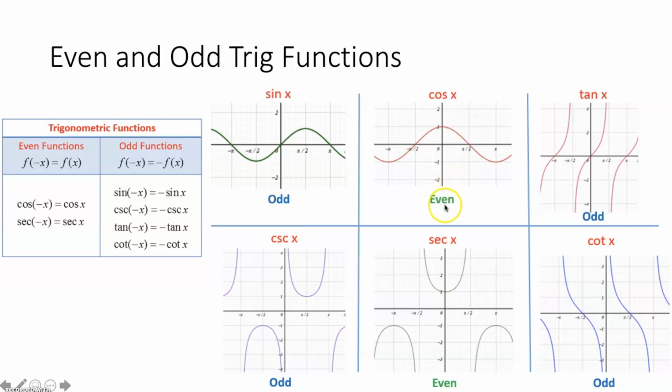Cosine would be an even function because if I were to pick some x value, let's say pi over 4, and plug it in the function, I would get root 2 over 2. If I were to pick the opposite x value, negative pi over 4, and plug that in the function, I would still get root 2 over 2. Because opposite x values produce the same y value in this function, it would be considered an even function. So again, just memorize which trig functions are even and which trig functions are odd. It's going to come in handy later on.